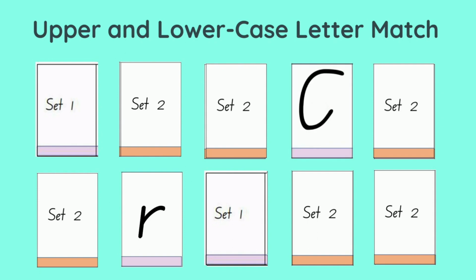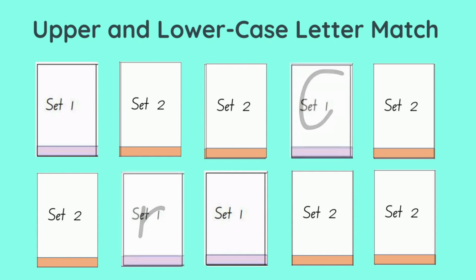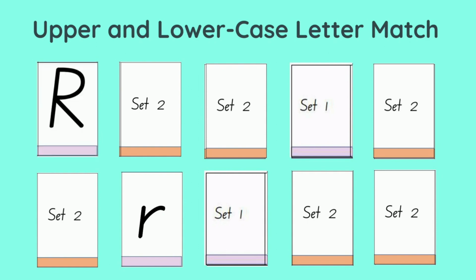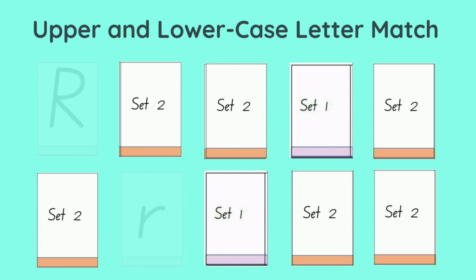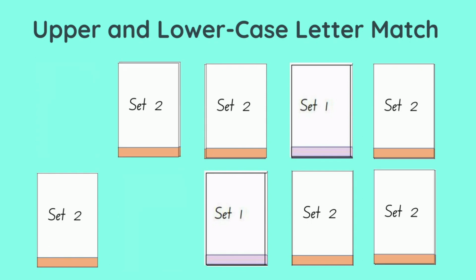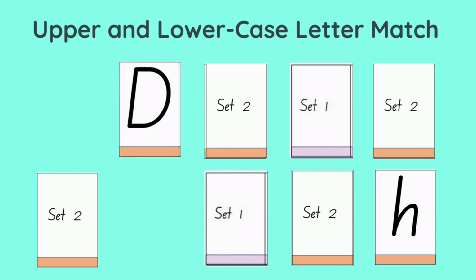R, C. No, they are not a match. I have to turn them back over. This time I'll choose R and R. I found the matches. They both represent the sound so I can keep those two. Now I'll pick H, D. They're not the same. Turn them back over.